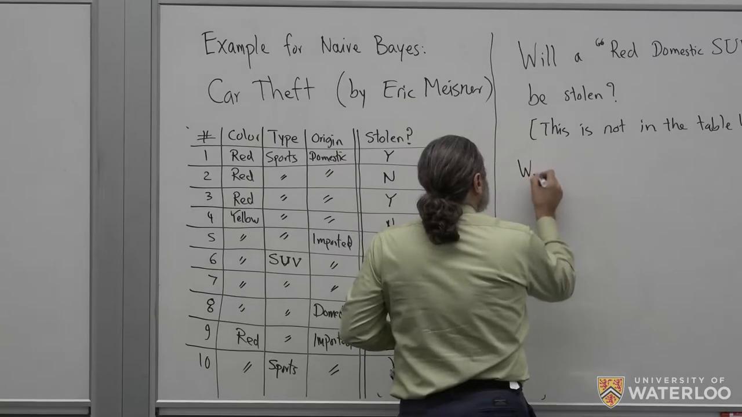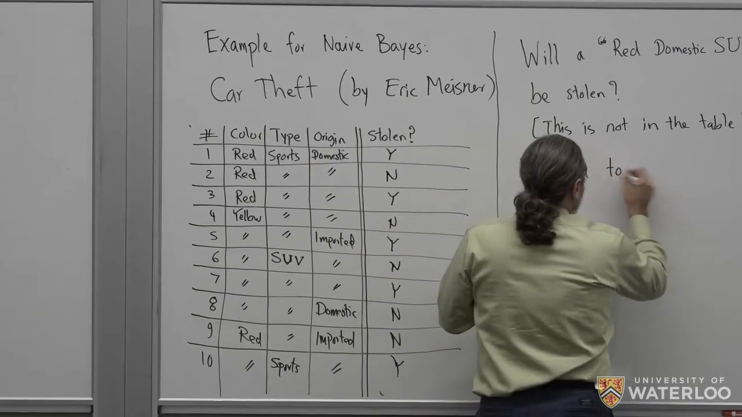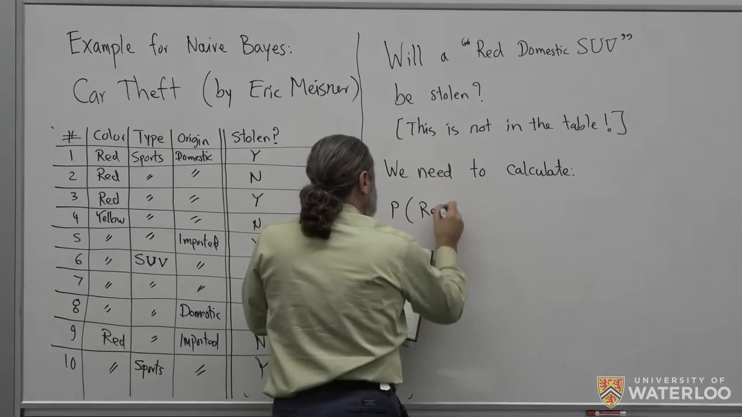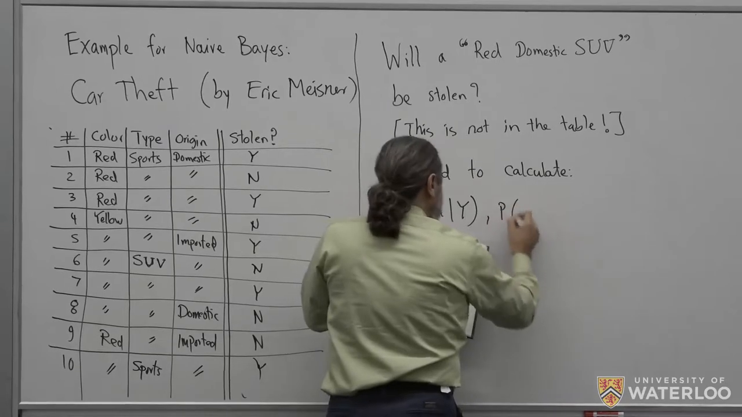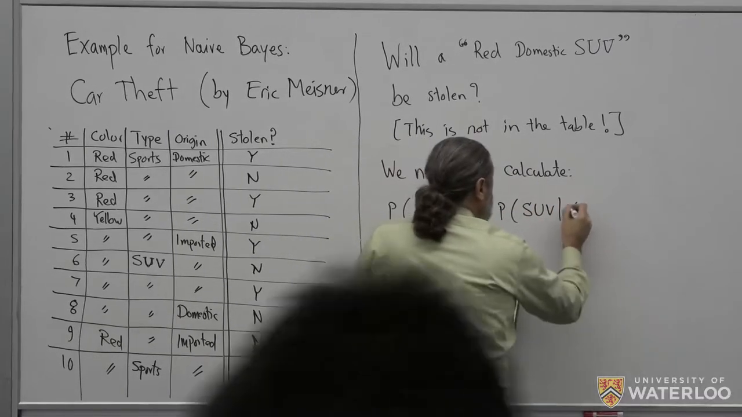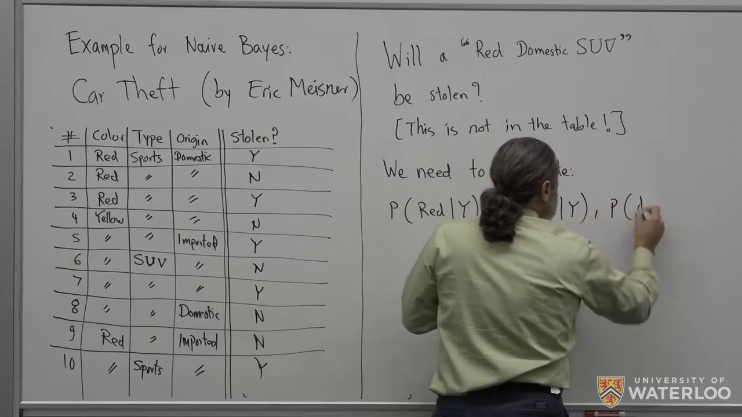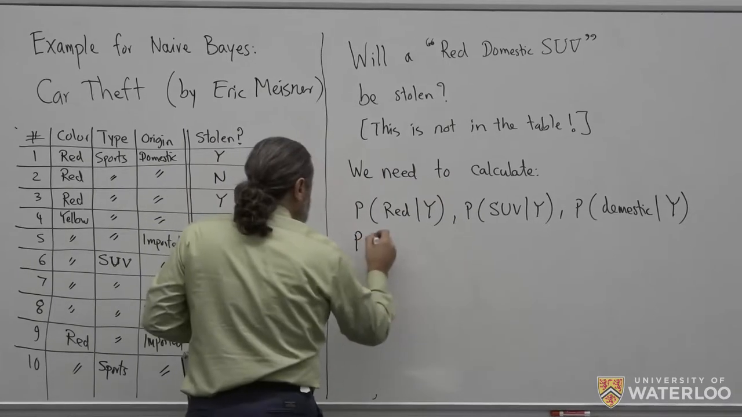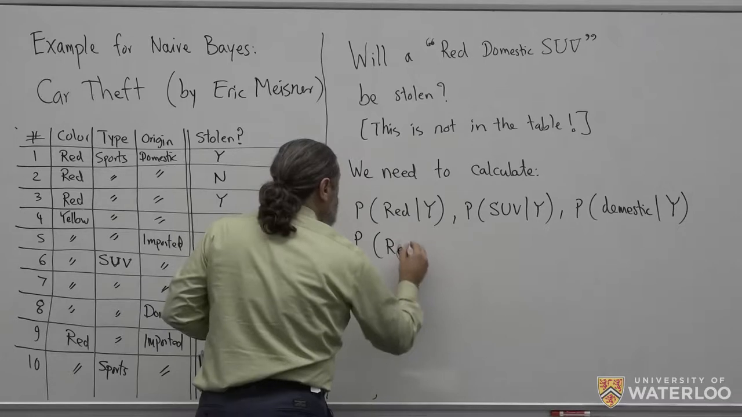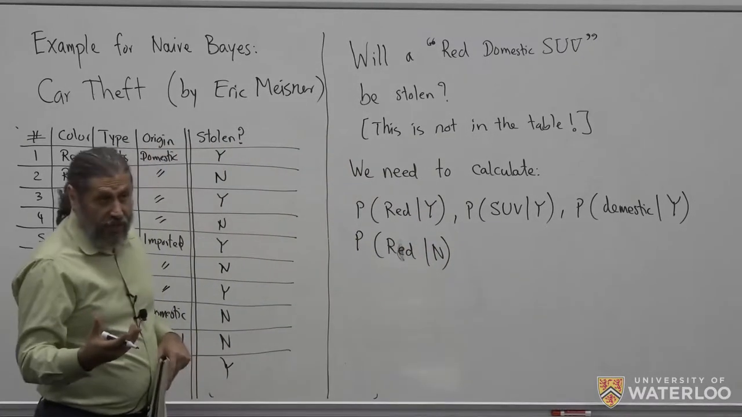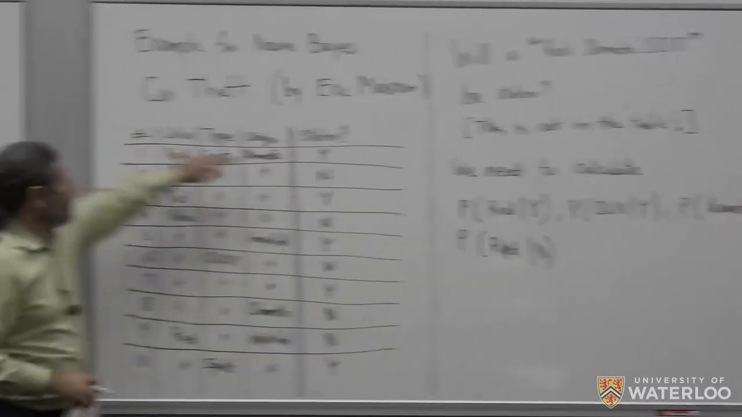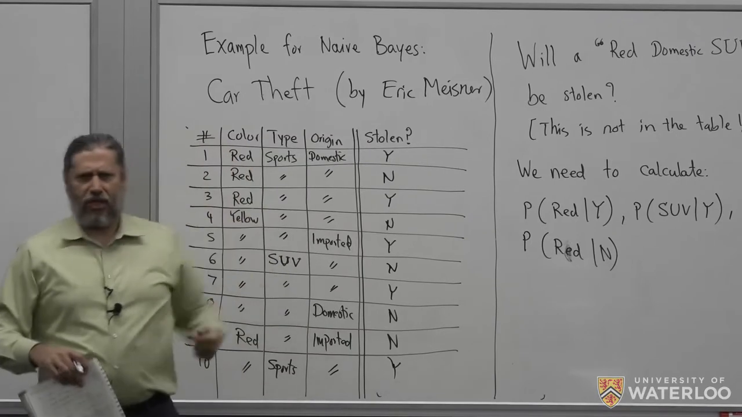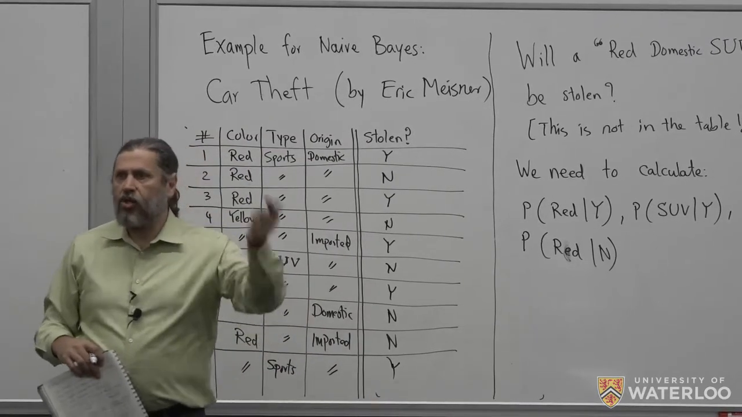Okay, so what do we need to do this using Bayes? We need to calculate some stuff. We need to calculate what is the probability the color is red and stolen is yes. What is the probability that the type is SUV and it is stolen yes? And what is the probability of being domestic and it is stolen yes? And the same thing for no. What is the probability that it's red, but no, it was not stolen? So you have to figure that out. It's very confusing. There are some red cars that are stolen. There are some red cars that are not stolen. So it was not that easy that based on my prejudice, I said, well, red cars are getting stolen more. Well, sometimes not. Sometimes people steal brown cars.